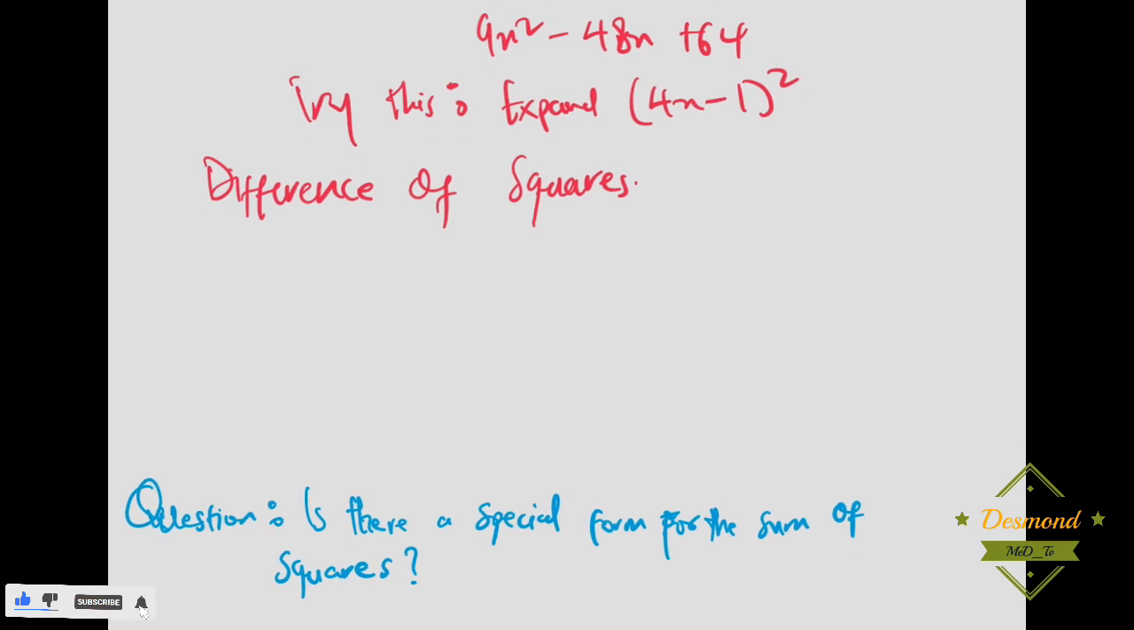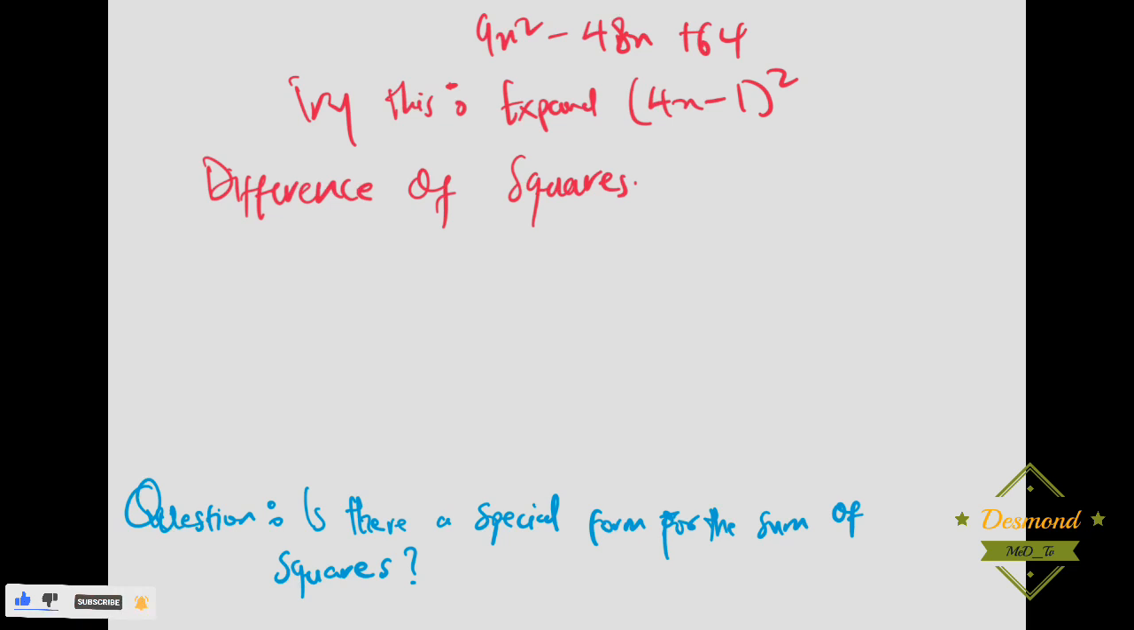So now let's talk about another thing. Another thing that we want to discuss is the difference of squares. The difference of squares is another special product, which occurs when we multiply a binomial by another binomial with the same terms but opposite sign, right?